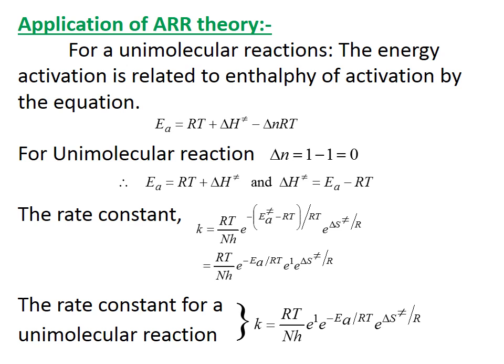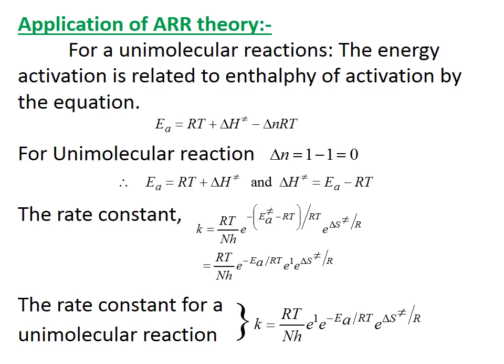For a unimolecular reaction, the energy of activation is related to the enthalpy of activation by the equation Ea equal to RT plus delta H double dagger minus delta n RT. For a unimolecular reaction, delta n is the number of molecules in the activated complex minus the number of reactants, therefore 1 minus 1 equals 0. You substitute it, Ea will be equal to RT plus delta H double dagger. Therefore delta H double dagger will be equal to Ea minus RT.